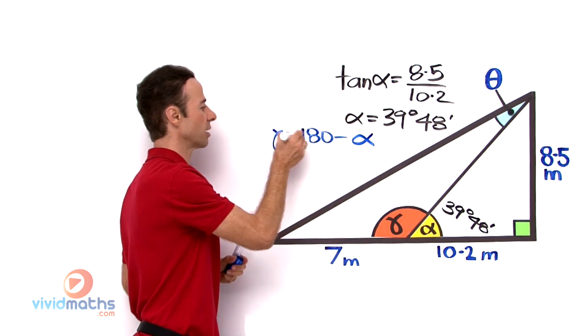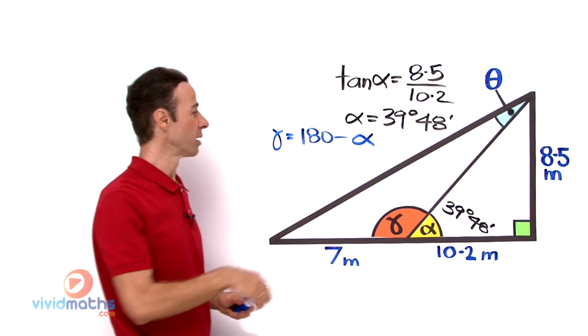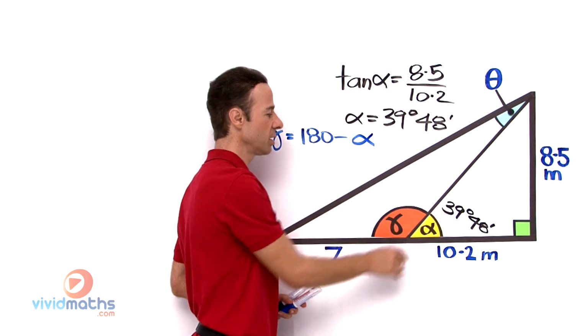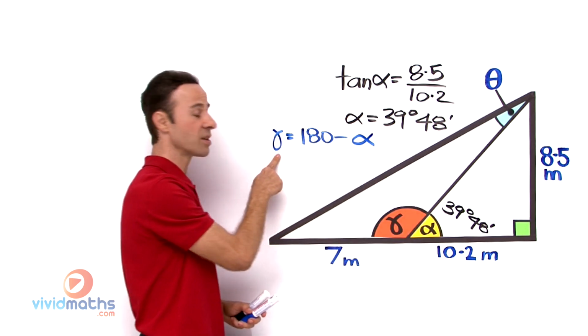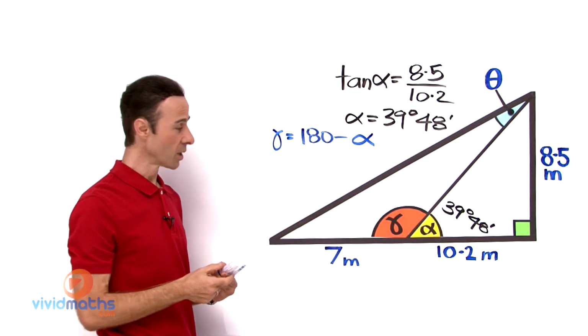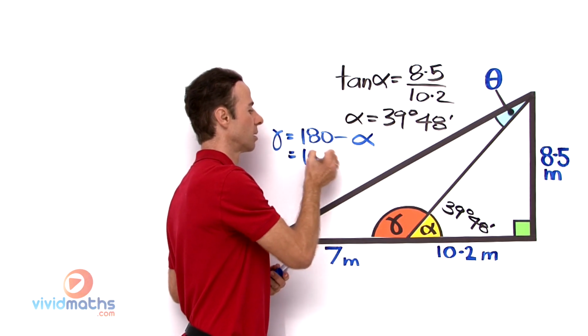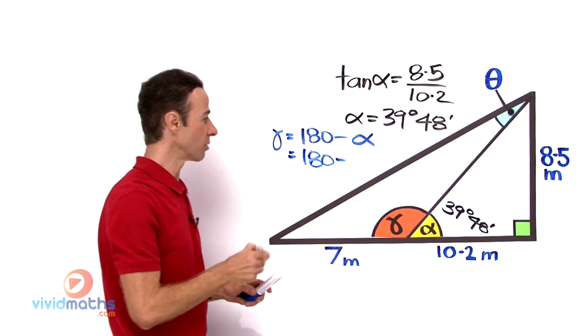So let's write that down again. Let's double check, let's point it out. 180, straight line, take away alpha, which is that angle there, is going to leave us that angle gamma there. There's gamma there. Can you see that? All right, let's actually work that out. That's going to be 39 degrees, 48 minutes.